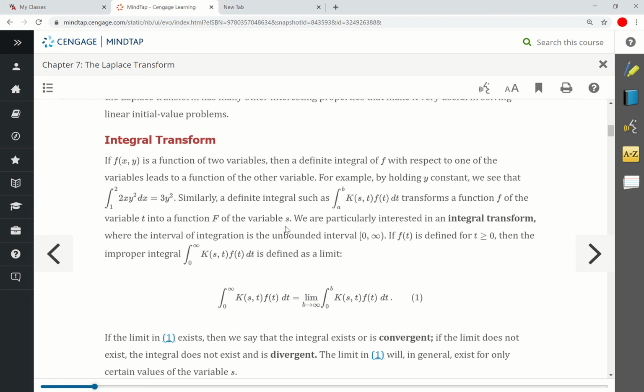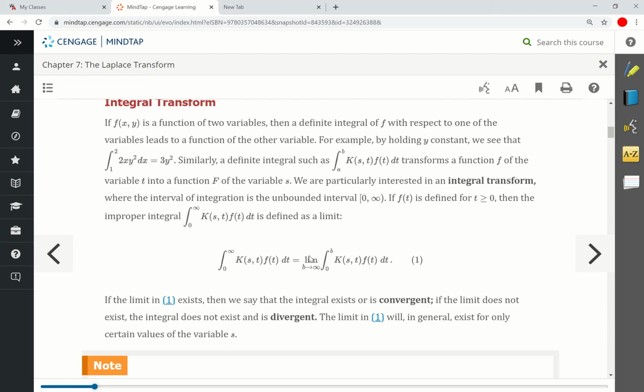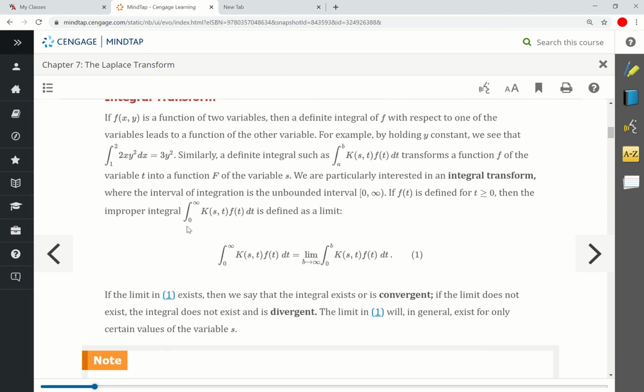We are particularly interested in integral transforms where the interval of integration is the unbounded interval from 0 to infinity. If f(t) is defined for t greater than or equal to 0, then the improper integral is defined as a limit. This is something you hopefully remember from Calculus 2: to integrate with infinite limits, we call those improper integrals, you take the limit as the upper limit of integration approaches positive infinity. So you do the definite integral from 0 to b, where we assume b is finite.